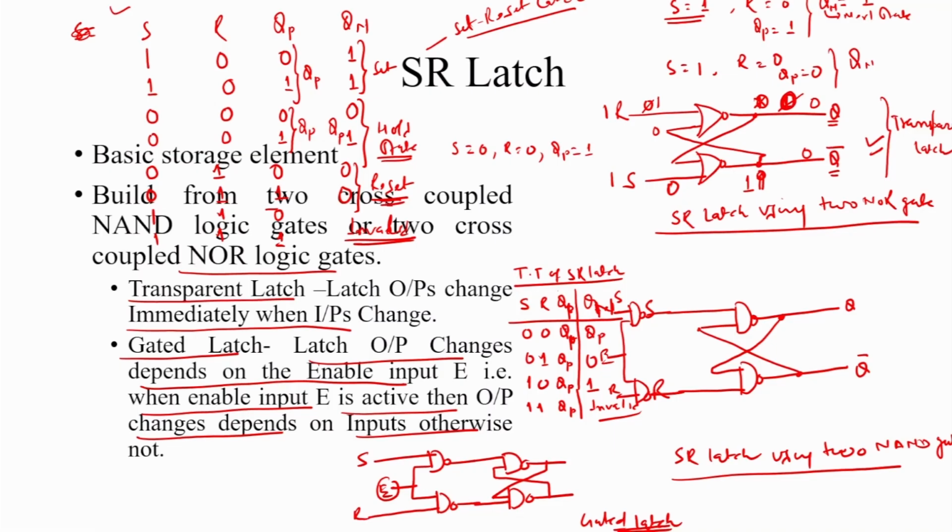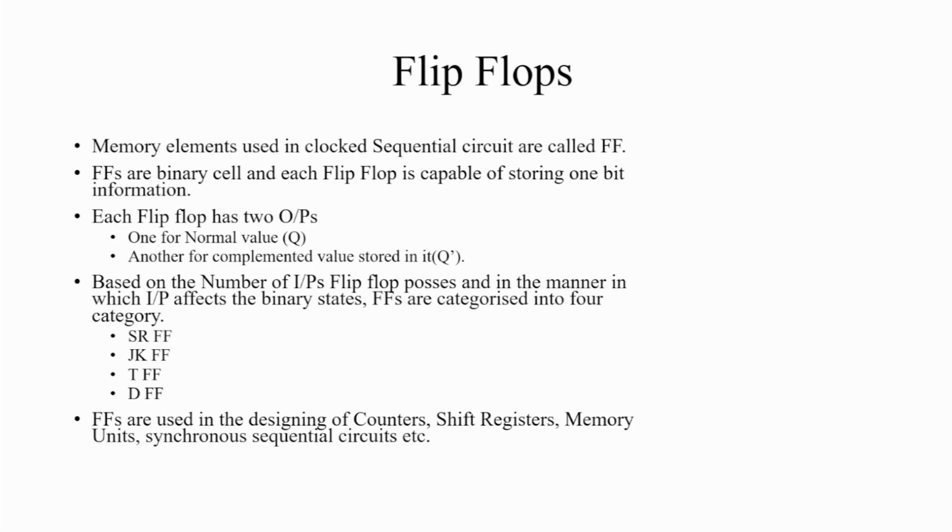In a transparent latch there is no common input, no enable type of input, and in a gated latch an enable input is given to control the behavior of the circuit, but this enable input is not known as a clock pulse. This is level triggered, meaning once the input is high only then does the circuit behave. What are flip flops now?